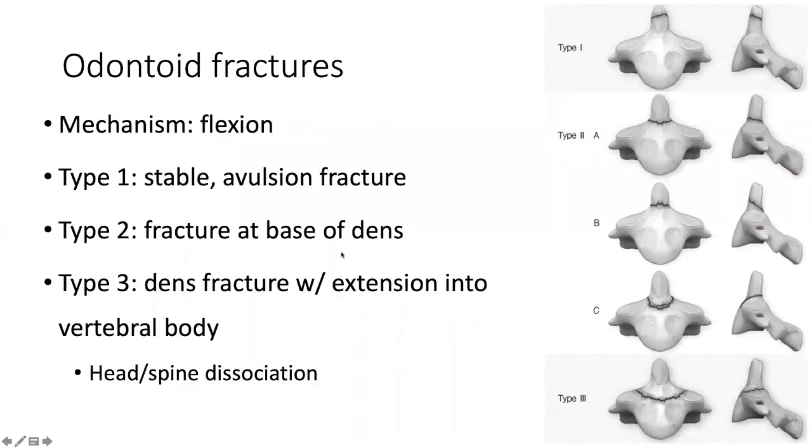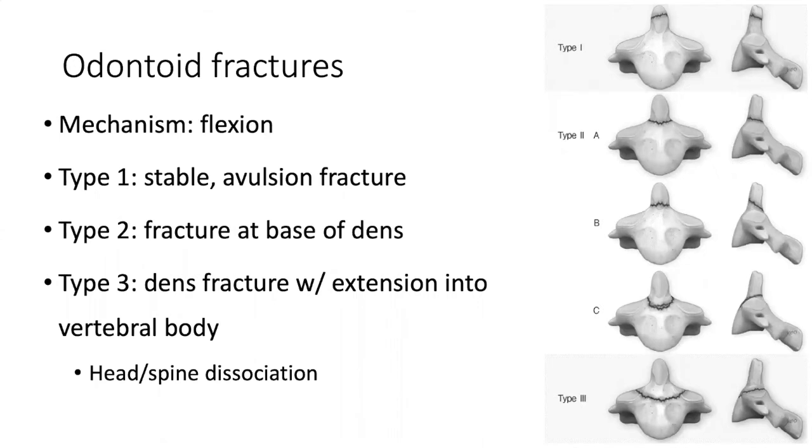Then we have odontoid fractures. This is a fracture of vertebra C2, which is also called the axis. We have three types of odontoid fracture. Type 1 is stable, so we're not going to talk about that one. But the mechanism of action is flexion. Essentially, you get a fracture at the base of the dens, around here. And this is associated with transverse ligament rupture, which is what holds the dens in with the atlas and the first vertebra, essentially with the occiput.